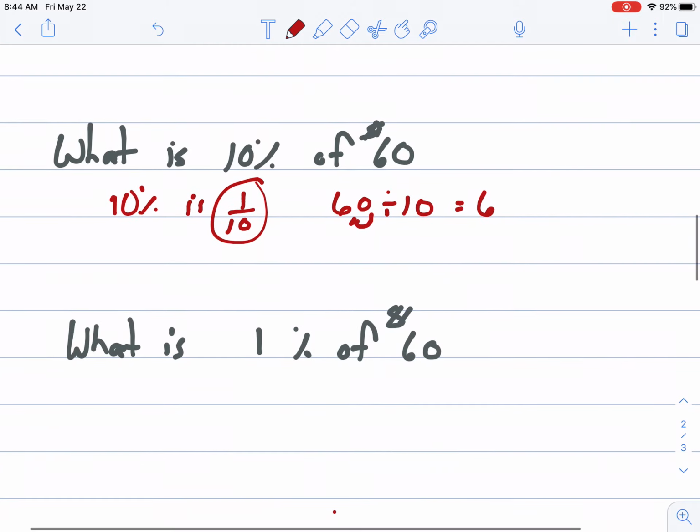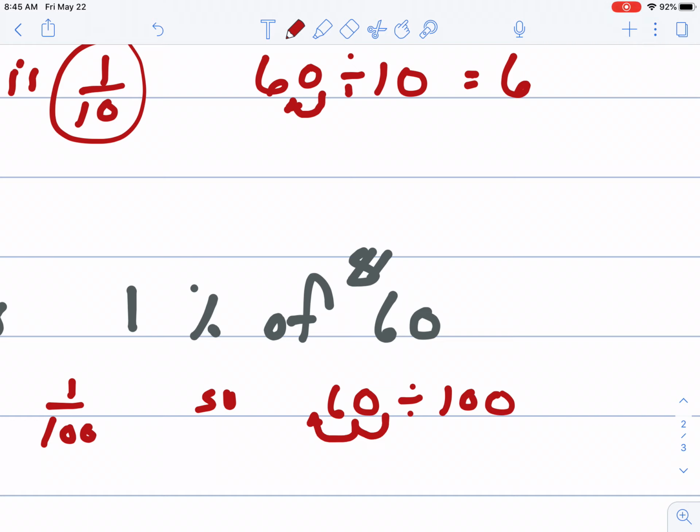1%, again, 1% is a hundredth. I need 100 of them to get back to 100. I'd have to count 100 times. So really what I'm doing is I'm taking 60 and I'm dividing it by 100. Well, we looked at patterns for that, and we said all that means is my decimal place needs to move back. So it's moving 2 places back. So my decimal place moves there. So 60 divided by 100 is 0.6.